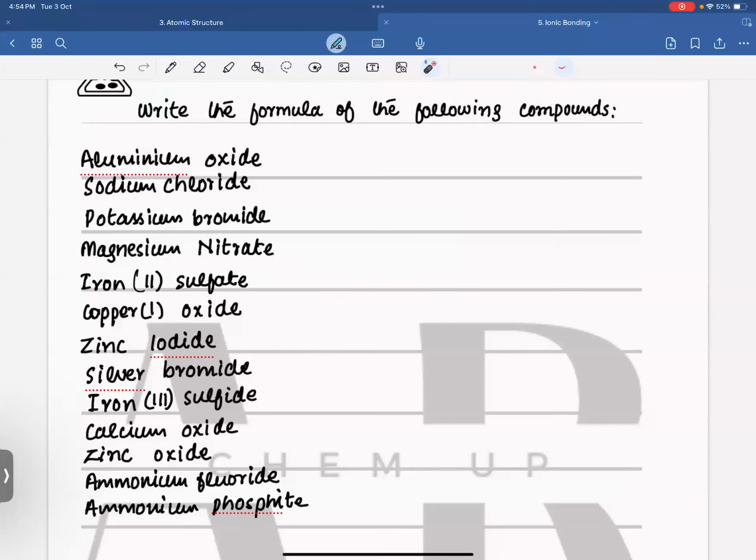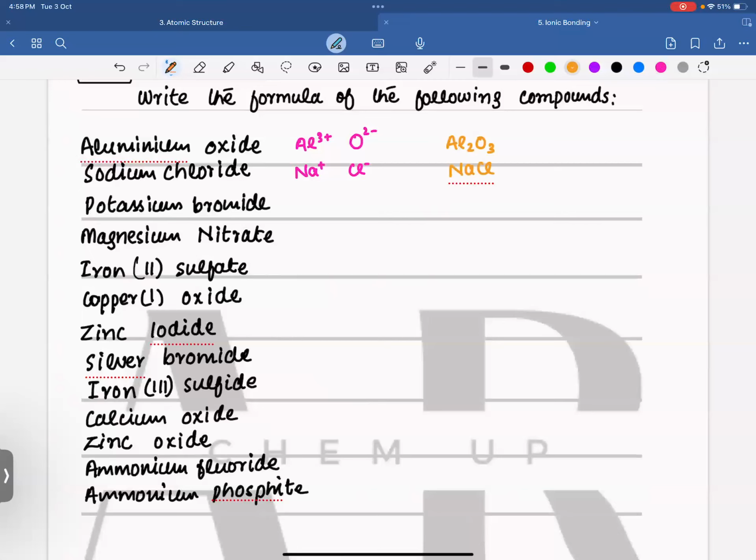Sir, can you please explain once again the naming criteria, the table which you have shown earlier? Yeah, sure. Whenever there is a negative ion with a single element, with the exception of hydroxide, the suffix of the name is replaced by IDE, okay?